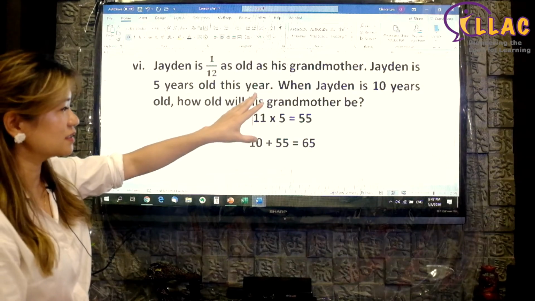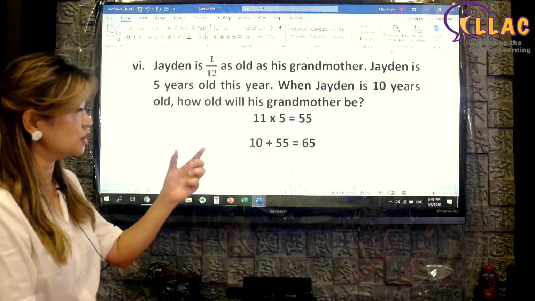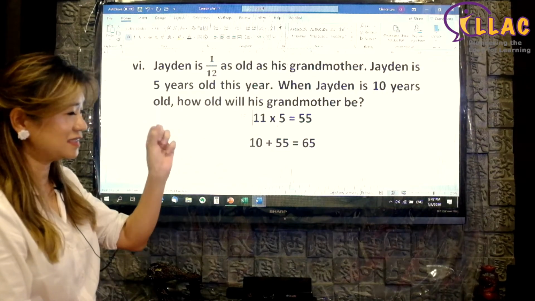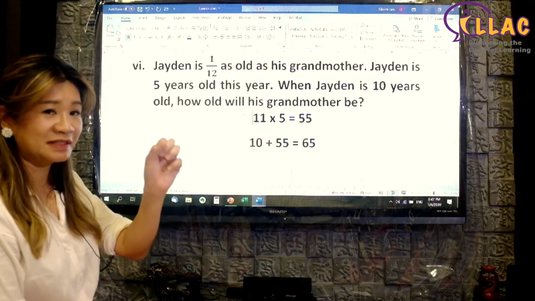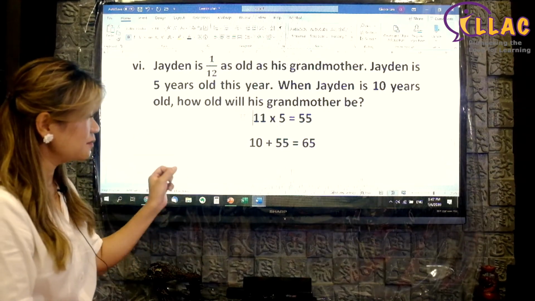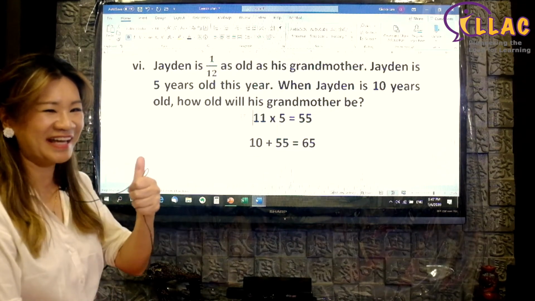If Jaden is 10 years old, the constant value over here is the age gap, which is 55. If Jaden is 10, the grandmother will be 55 years older than him. So 10 plus 55, answer 65. Did you get it? Well done.